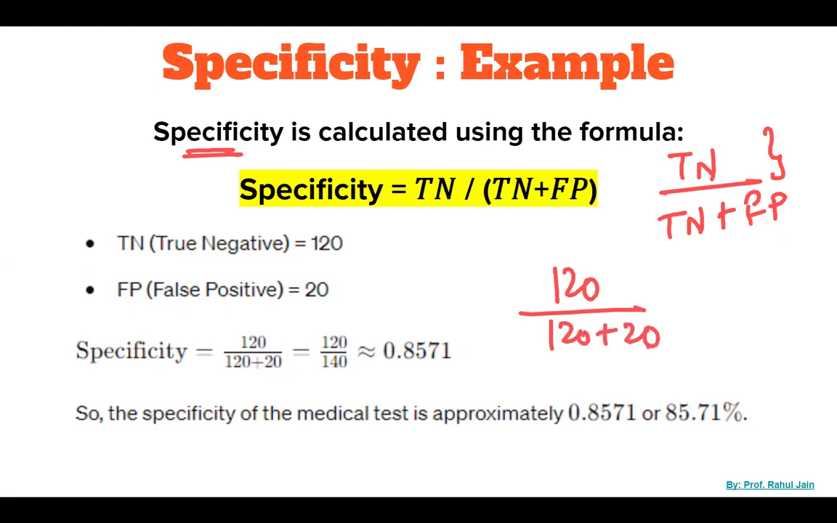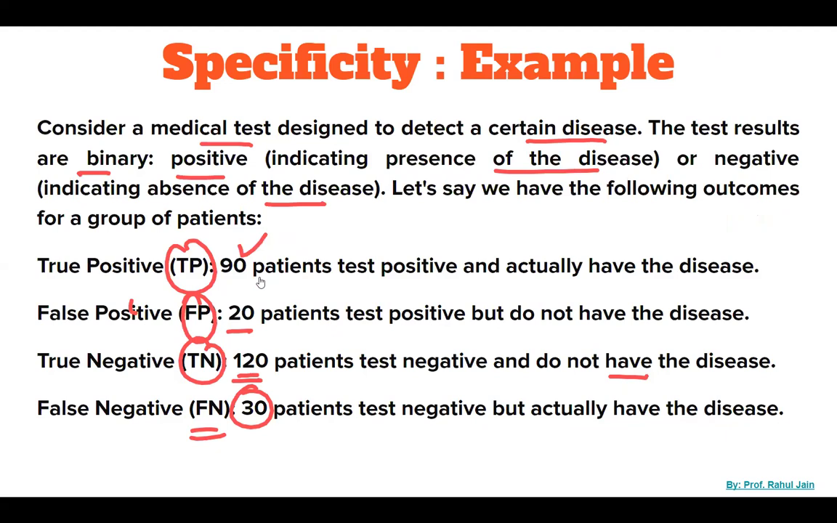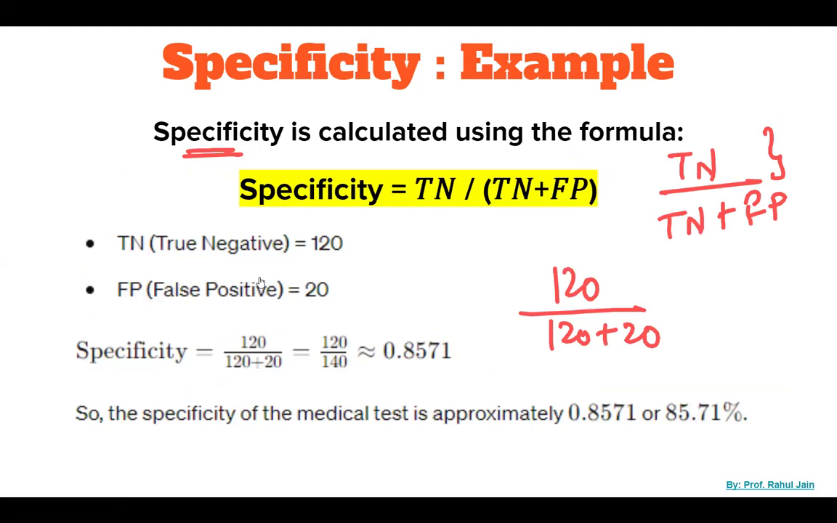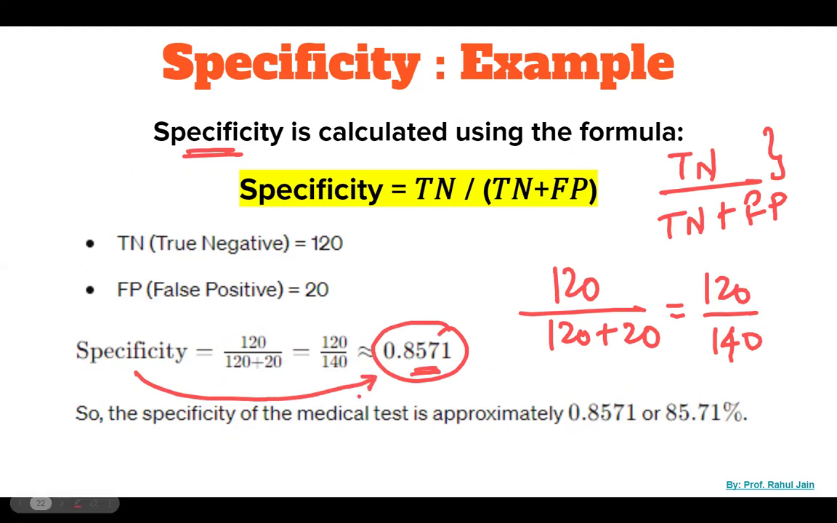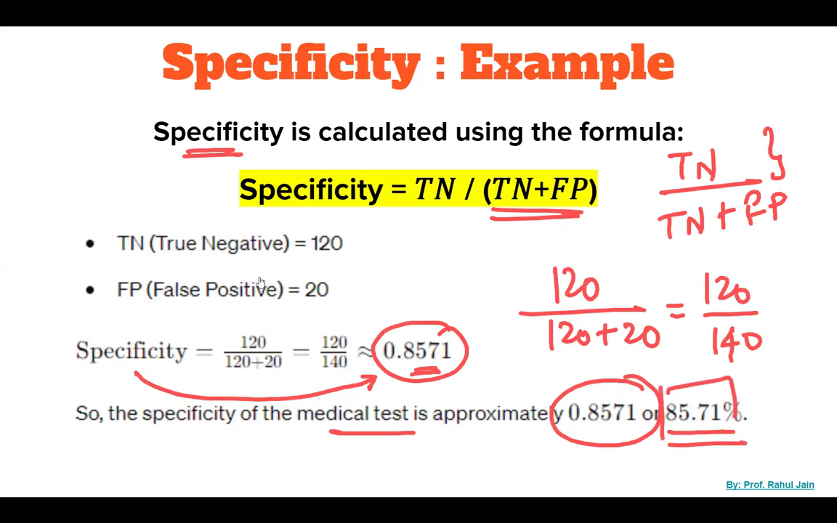False positives are 20. False positives means what? 20 patients test positive, but they don't have the disease. Even though they don't have the disease, the model is predicting that they have the disease. So the treatment can be very critical to their health, right or not? So 120 divided by 140 would be 0.8571. So the specificity is 0.8571. That is the ratio of true negative divided by true negative plus false positive. So the specificity of the medical test is approximately 0.8571 or 85.71%.